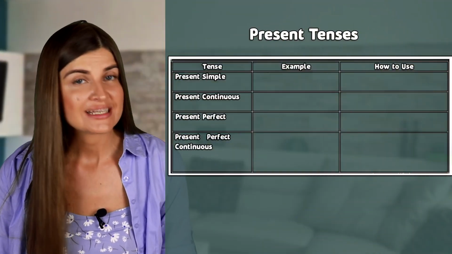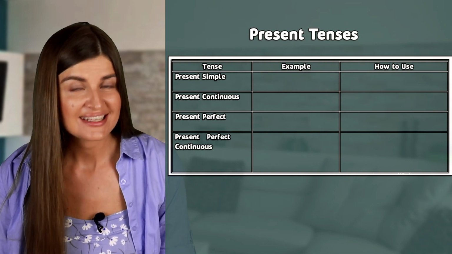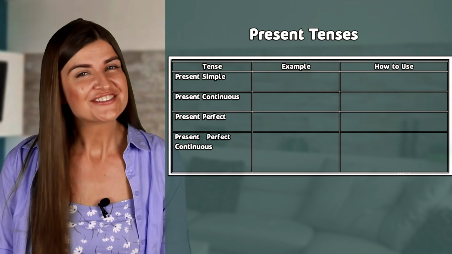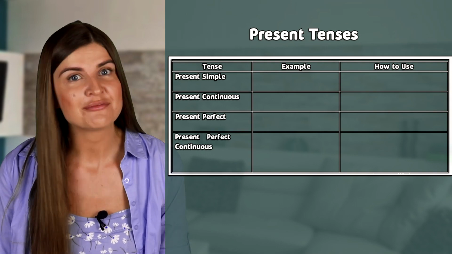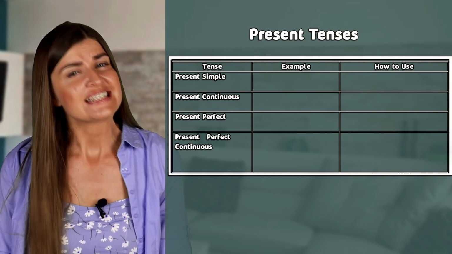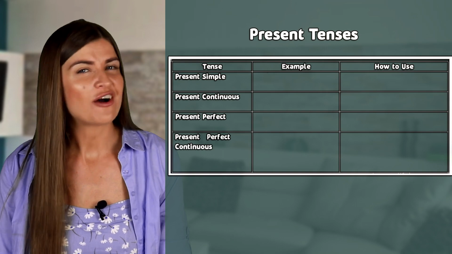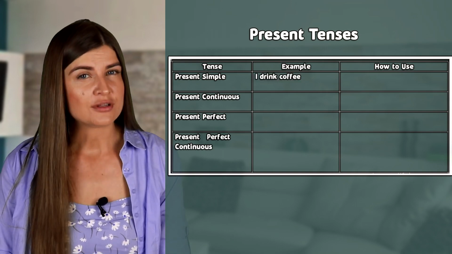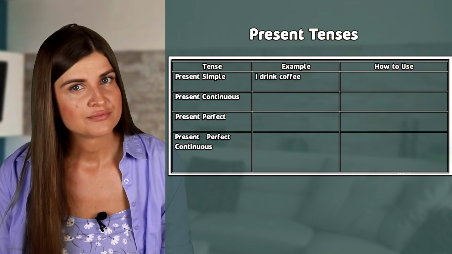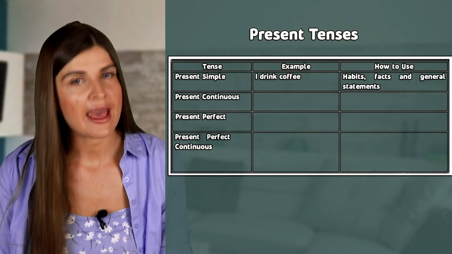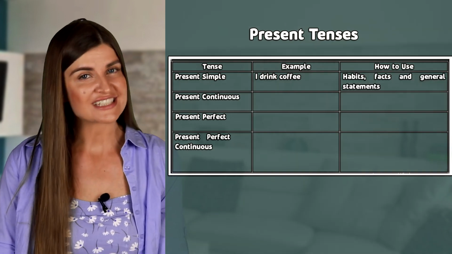The first one is the present simple tense and it's very easy. Children study this tense at primary school, I suppose. Native speakers use this tense all the time. For example, I drink coffee. It's used to talk about habits, facts, and general statements.